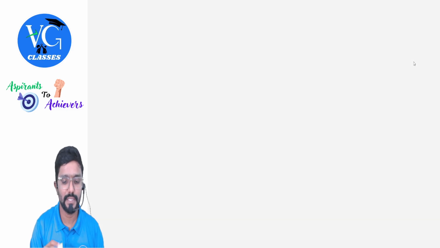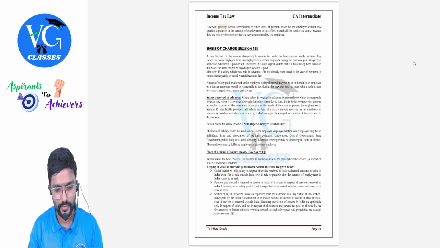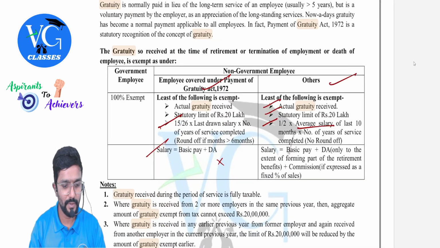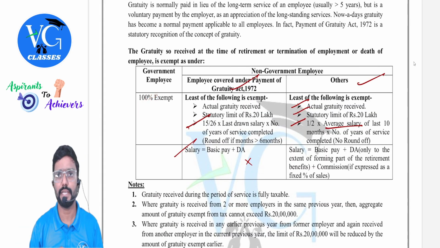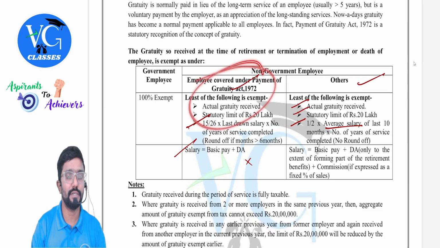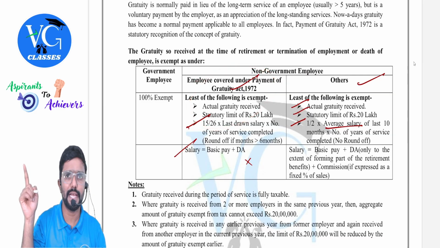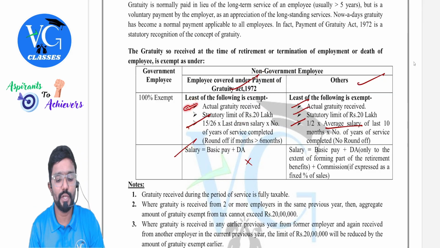Hope you guys can connect. Just a minute, I will show you for gratuity. This is the table for gratuity. You can see for government employee, 100% exempt if received at the time of retirement. For non-government employee, not covered under gratuity act and covered under gratuity act. Here this person is covered under the gratuity act. How much is exempt, sir? You can see here: actual gratuity received, statutory limit of 20 lakh, or 15 by 26 into last drawn salary.